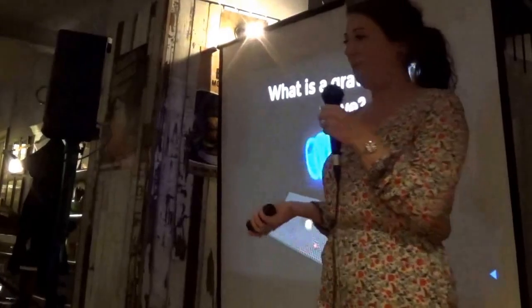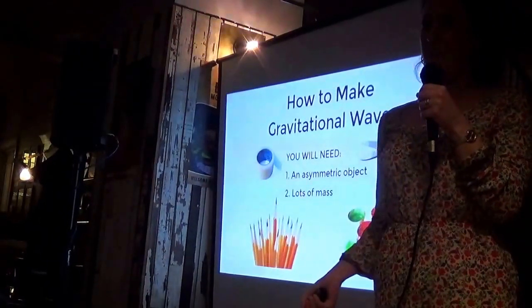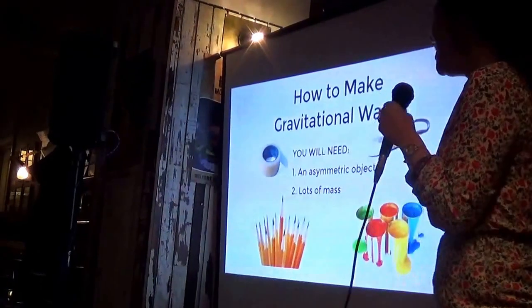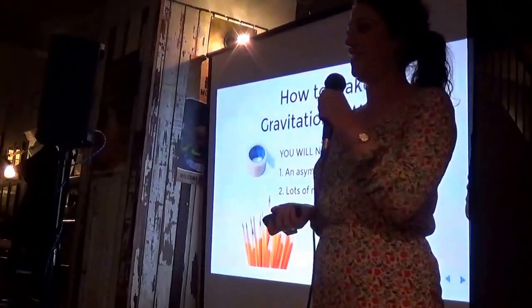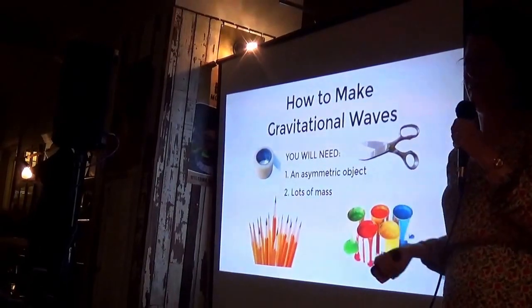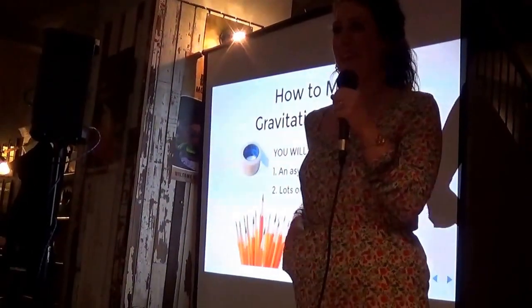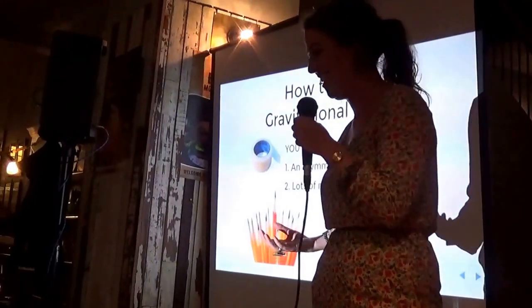How do we make them? There are two requirements that need to be fulfilled. The first is that we need some asymmetry. And this is something that I think isn't very obvious, and it can be a bit difficult to understand. So I'll explain it to you how I understand it.